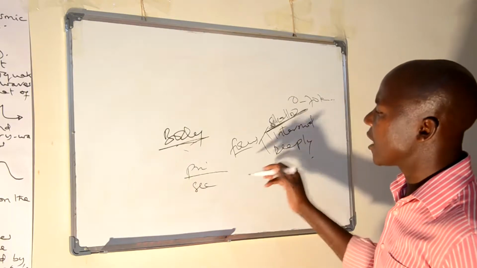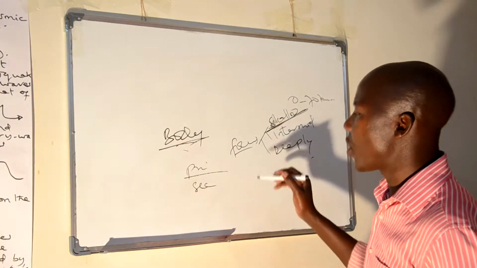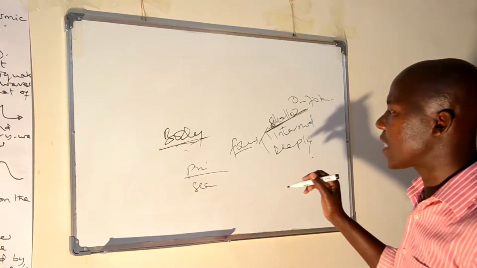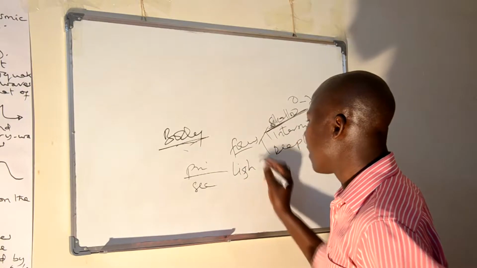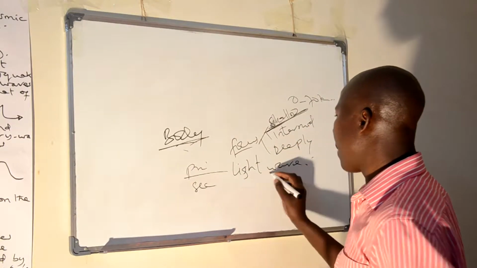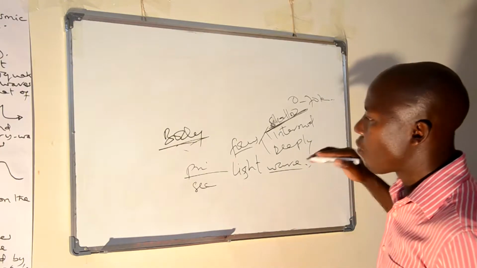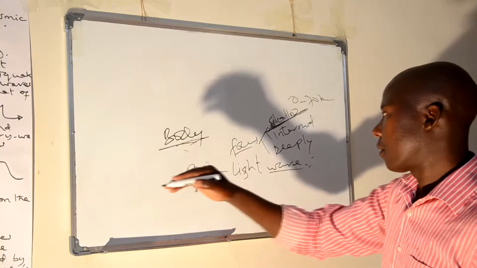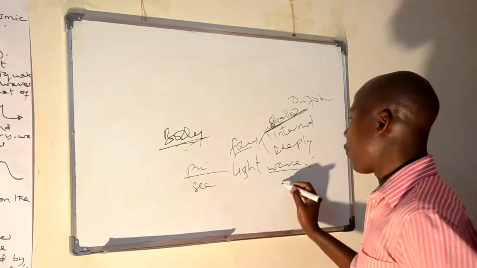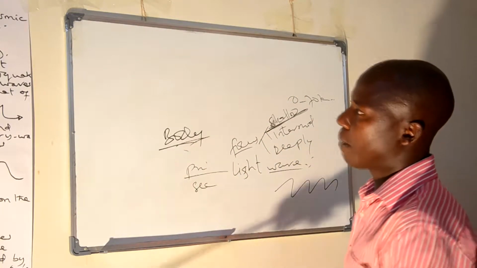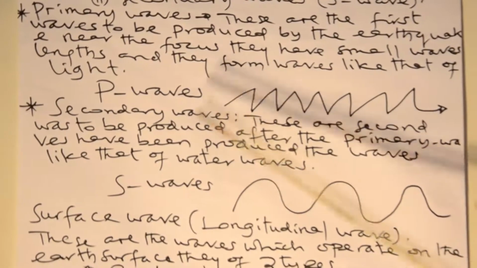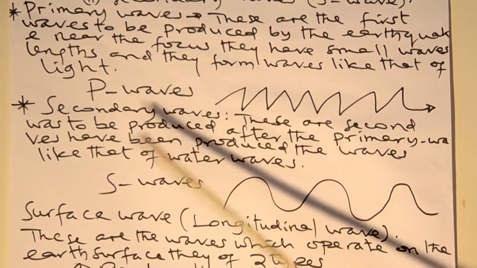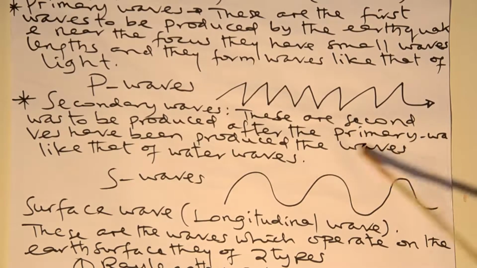These are kinds of waves of vibration whereby the Earth's crust is shaking in terms of a light wave. Kama unaona movement ya mwanga wa taa, which is in terms of this structure. Kama hapa have been shown on this sheet. But secondary waves are the second waves to be produced after the primary waves have been produced.